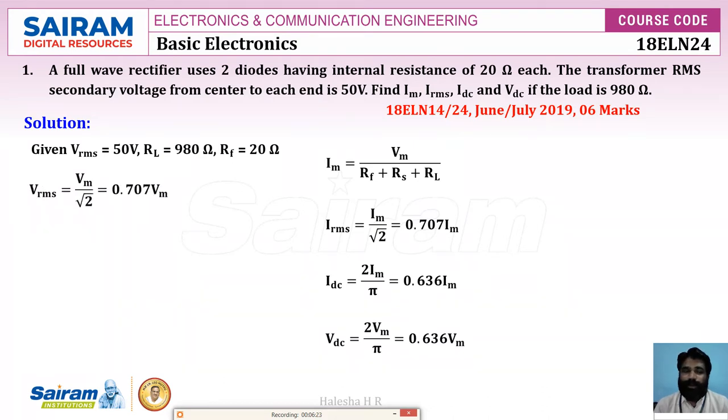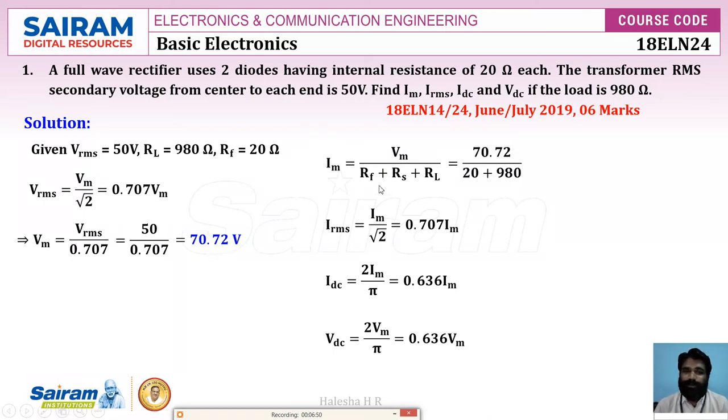So here we require to find VM. As we know, VRMS is equal to VM by root 2, so that is equal to 0.707 VM. From this expression we can find VM is equal to VRMS by 0.707. Substitute VRMS and obtain VM. So VM is equal to 70.72 volt.